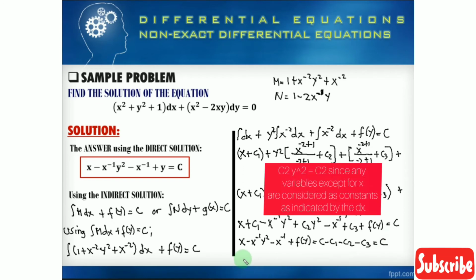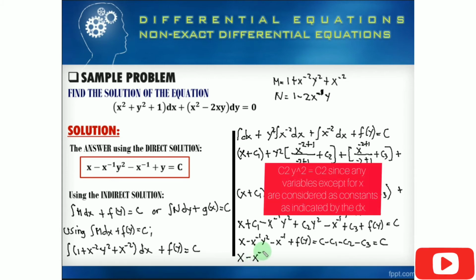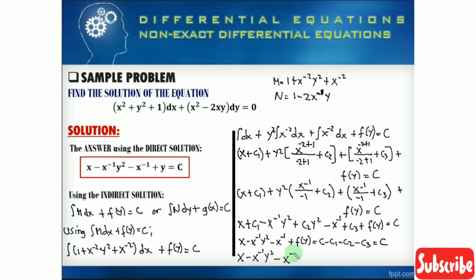So we may simplify this one into x minus x raised to the negative 1 y squared minus x raised to the negative 1 plus your f function of y is equal now to constant c, and we will denote this one as our equation number 1, okay?